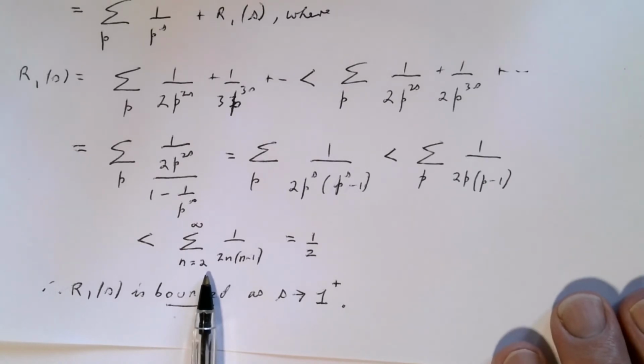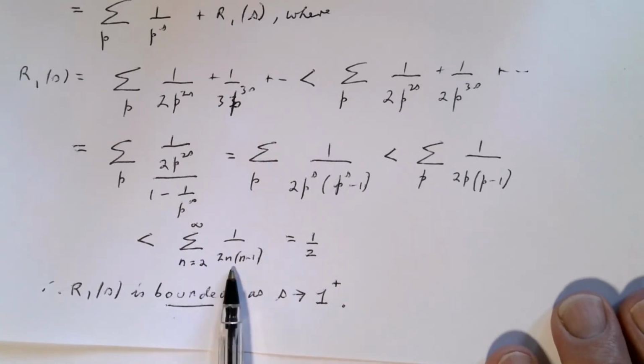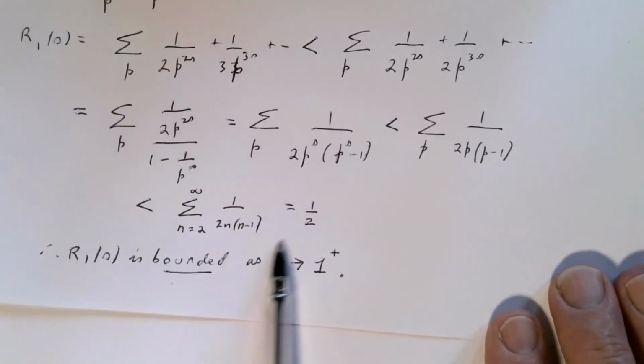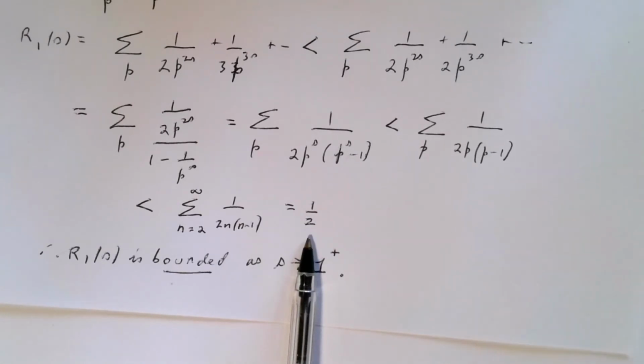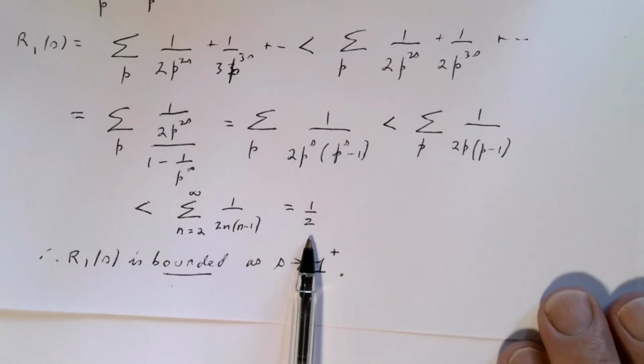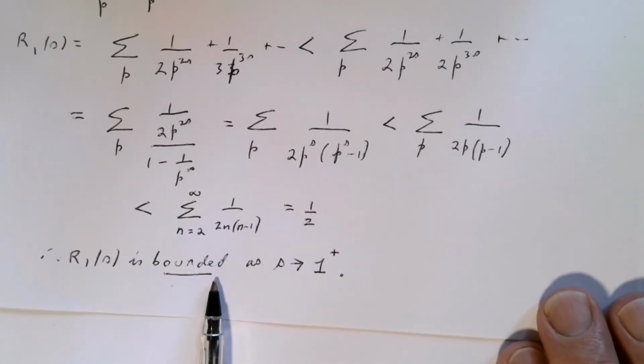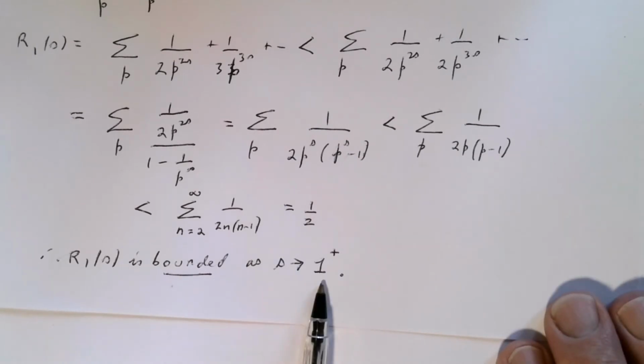And this one I can do as a telescoping series. I can take the half out the front, partial fraction, telescoping series, this thing collapses down to a half, which I'll leave you to check the technical details of. So that tells me then that R1 of s is bounded as s goes to 1 from above. So for any s, this one is bounded. So we'll just keep that in mind.